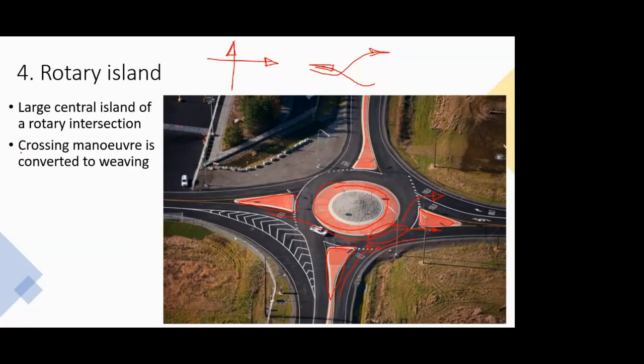So the main theme behind a rotary is that the crossing maneuver is converted into a weaving one. So we are not stopping anyone, but we are only slowing them down purposefully. So that is the main thing about a rotary island. So this, what you see in the center, that is the rotary island, and these channelizing islands are sort of a helping kind of thing for this rotary to work properly. So this is with the traffic control devices.